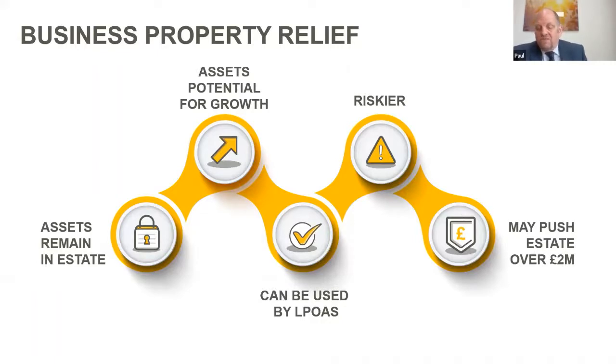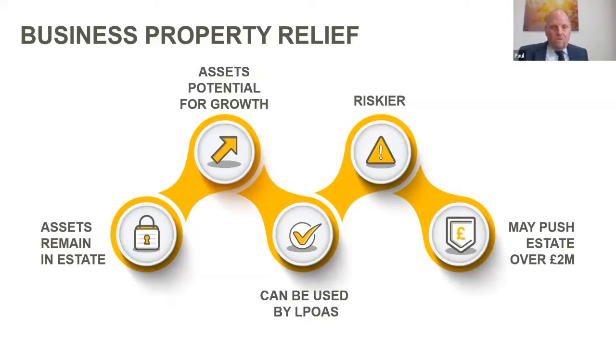Both are considered riskier because of liquidity issues, and their smaller nature. So this is not a risk-free lunch. There are significant advantages, but also significant disadvantages. And you've got to remember that if you're over the £2 million mark, as Gemma said earlier on, you may lose the residential nil rate band. It's because the business property is exempt, but not excluded.